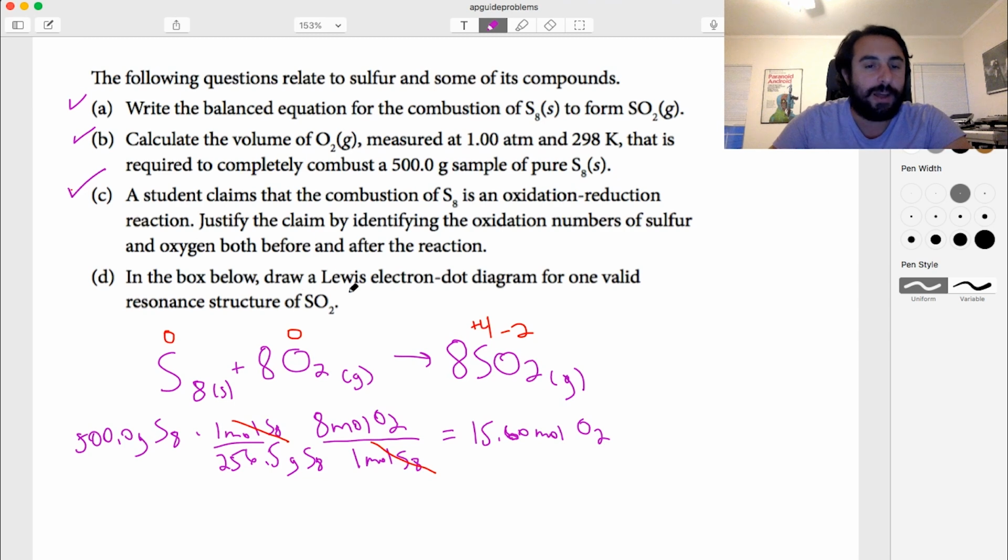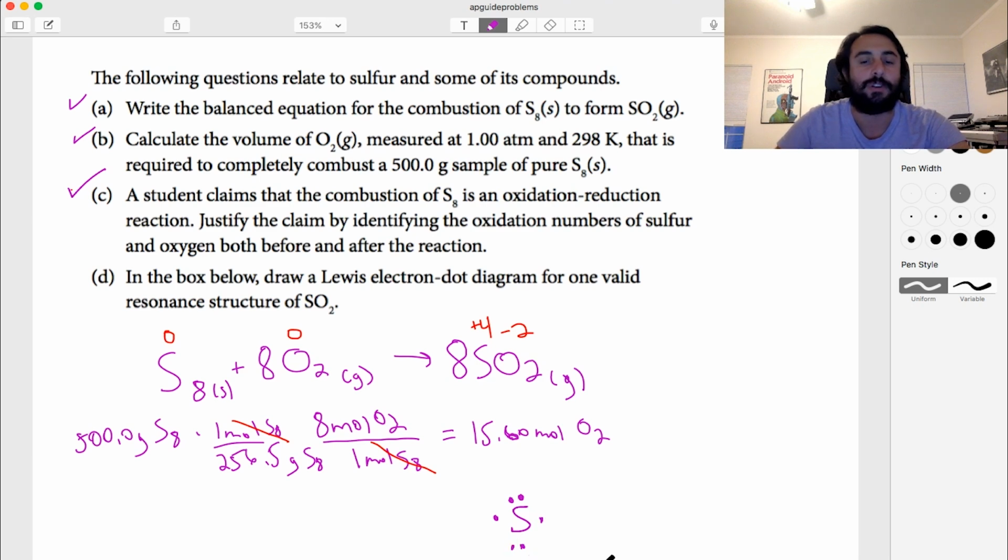And then in the box, if they provide a box, we want to draw a Lewis electron dot diagram for one valid resonance structure of SO2. So how are we going to do that? Again, the easiest way to draw resonance structures, SO2, we know sulfur is going to be the central atom. So here's sulfur, and we know that sulfur has 6 valence electrons. So let's draw them. 1, 2, 3, 4. Remember, put 1 in each coordination site before doubling up. And then let's just put 1 more up there and 1 more down there.